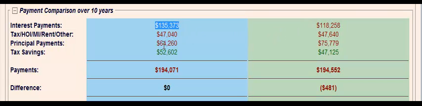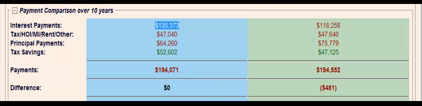Again, taxes, HOI, MI, rent, other, principal payments, tax savings. This is all tax savings. This is property taxes. This is interest. This is mortgage insurance and other stuff. And I can see the total payments, $194,071, $194,552.